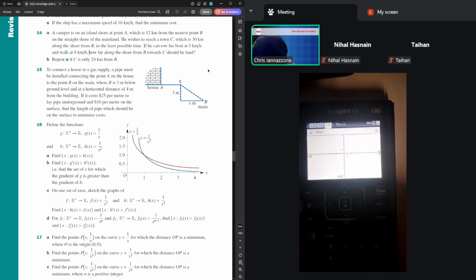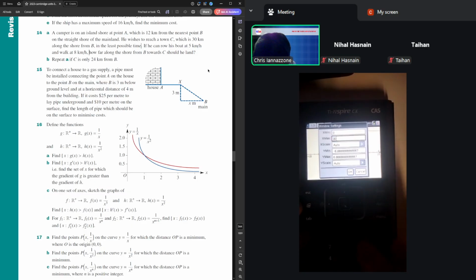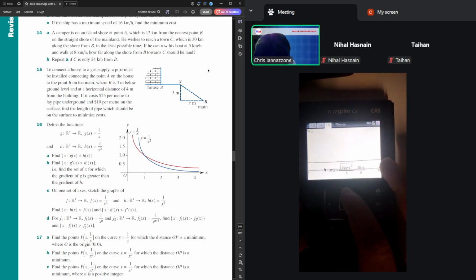Okay, so we have square root of 144 plus x squared, over 5, plus 30 minus x, over 8. Set up our domain, 0 to 30. Let's bump this up a little. Yeah, so we get a turning point there.